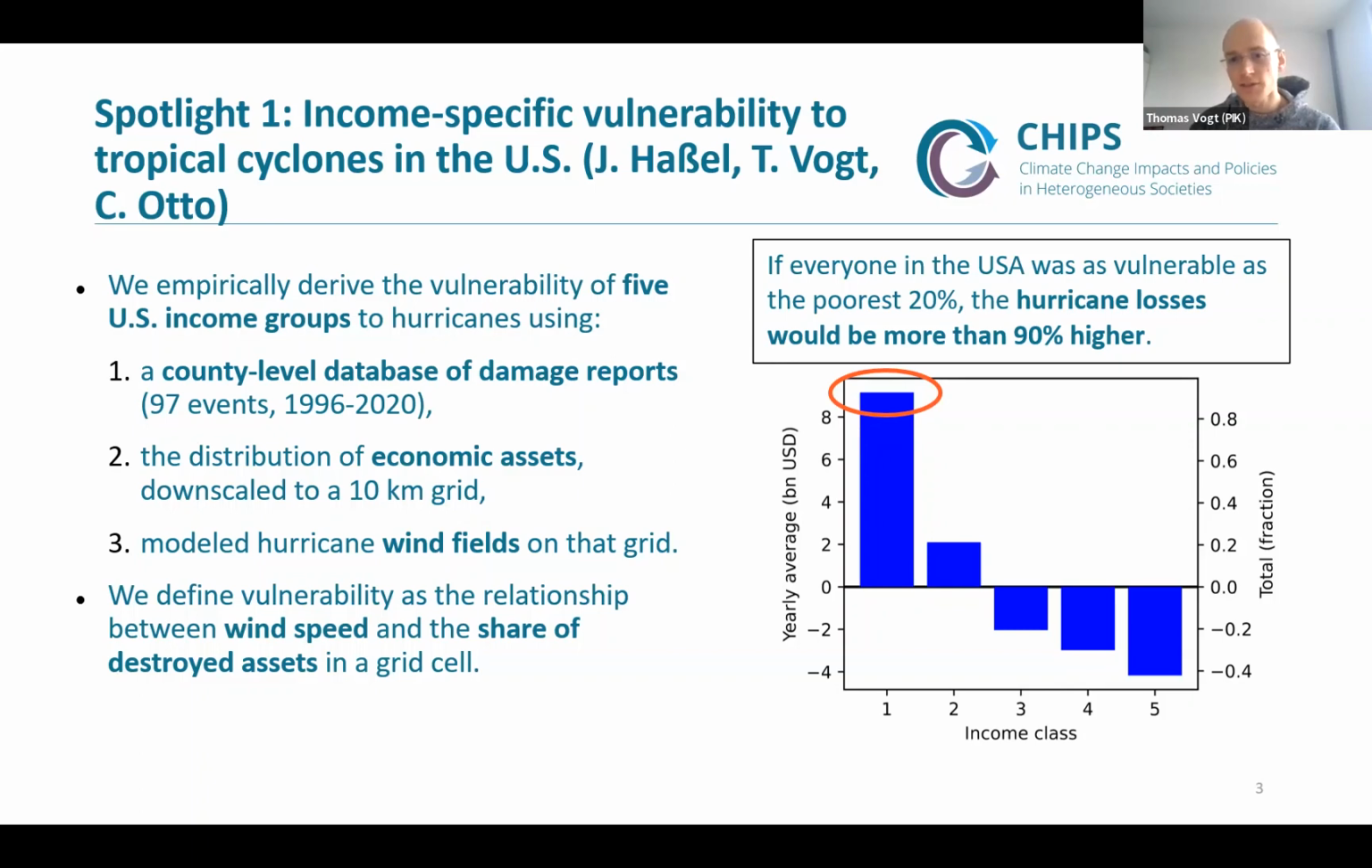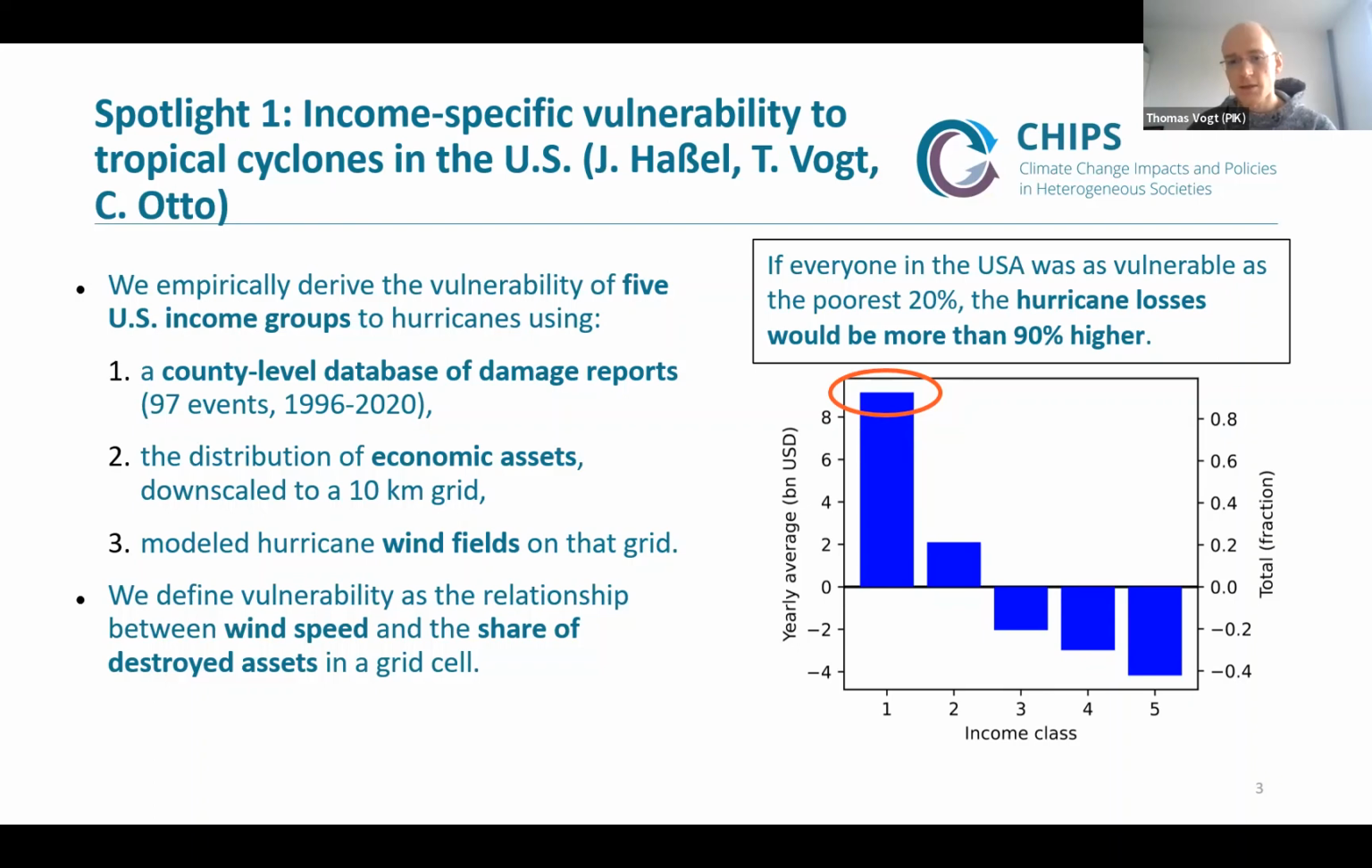Firstly, we have 25 years of damage reporting on the US county level, so in the subnational data. We have gridded data of economic asset distributions throughout the US on 10-kilometer resolution. And thirdly, we have hurricane wind fields on that same 10-kilometer grid. And the most important methodological ingredient is that by the term vulnerability, we here refer to how many of those economic assets are destroyed when a hurricane hits the grid cell with a particular intensity. In this context, we express the intensity in terms of wind speed. So we calibrate that relationship for each of the 5 income classes in such a way that the reported damages are reproduced as well as possible when overlaying the economic asset distributions with the hurricane wind fields.